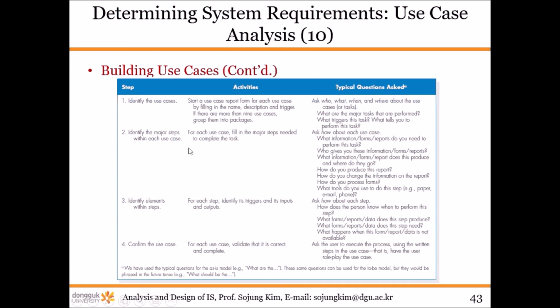So fill in the major steps needed to complete the task. Ask how about each use case: what information, forms, and reports do you need to perform this task, who gives you this information, forms, reports, and so on. So many questions here. And the third one, ask how about each step. How does the person know when to perform this step? What form, report, or data does the step produce, and so on, okay? By asking so many questions like shown here, you can complete each step.